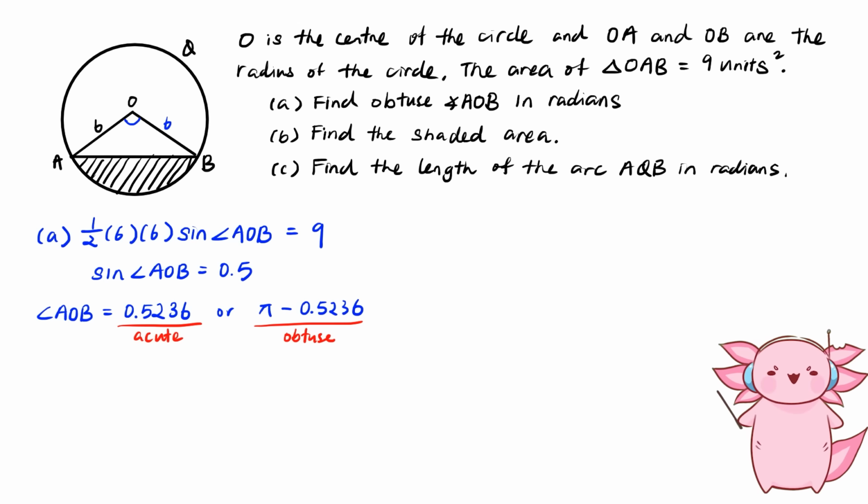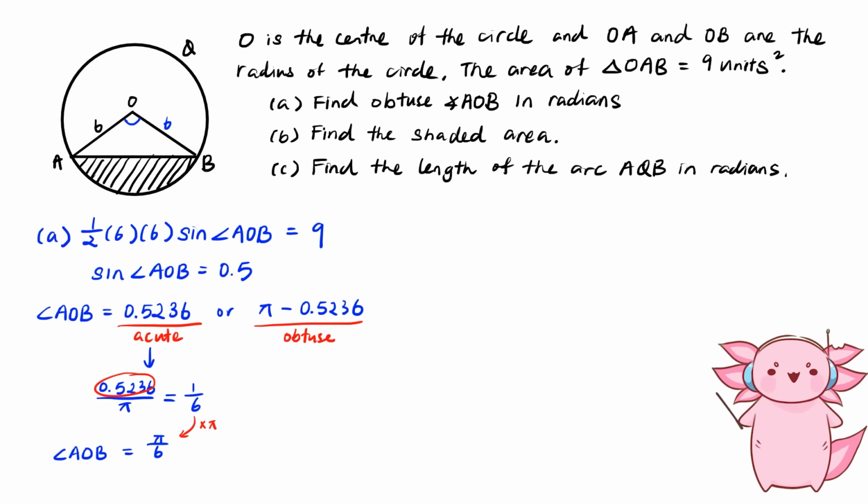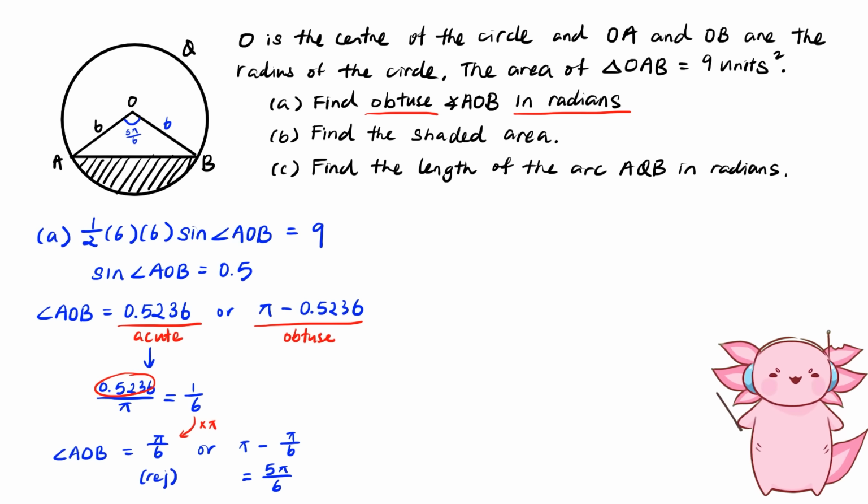Okay, now, for a pro tip, you can actually rewrite this 0.523 as a nice fraction as pi over something. We take this exact value and divide it by pi, which gives us 1 over 6, and we know that the acute angle is pi over 6, and the obtuse angle is 5 pi over 6. And since the question says here that the angle is obtuse, we reject the pi over 6 value.